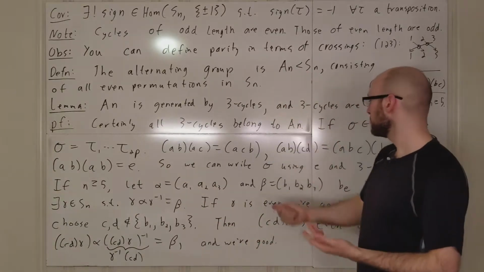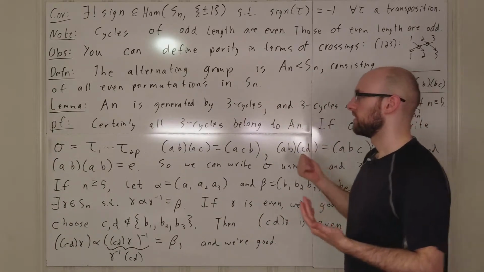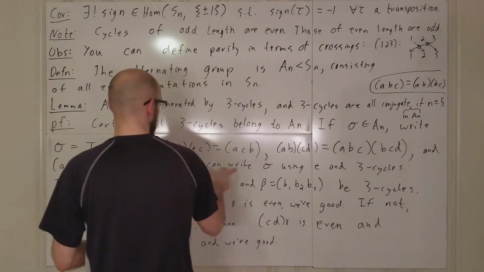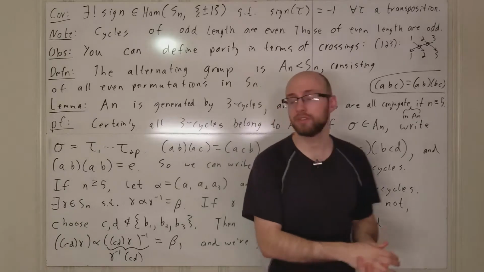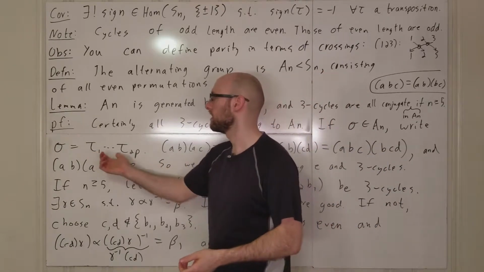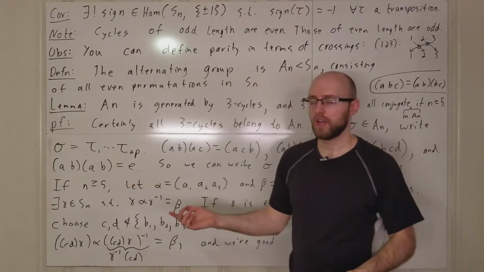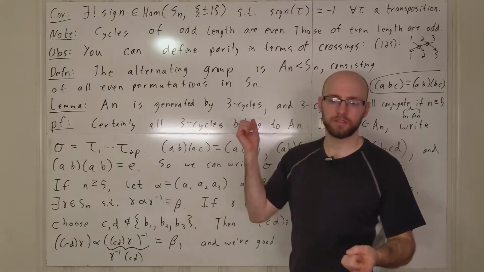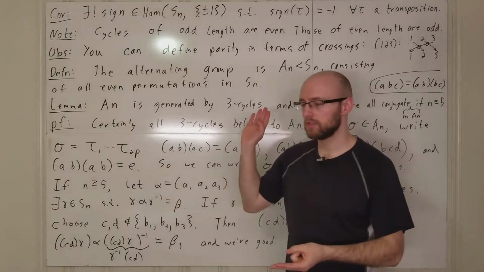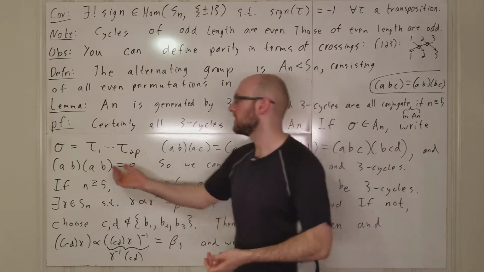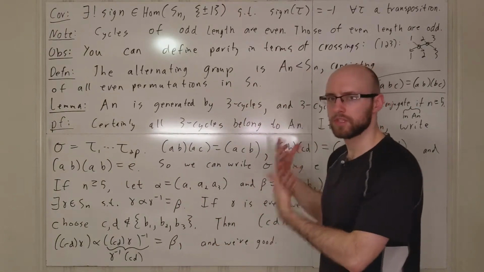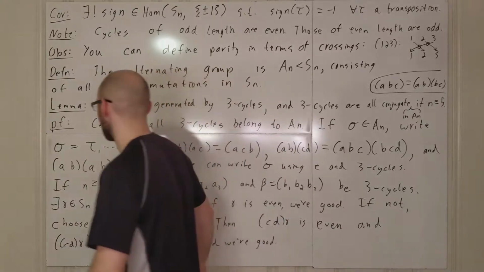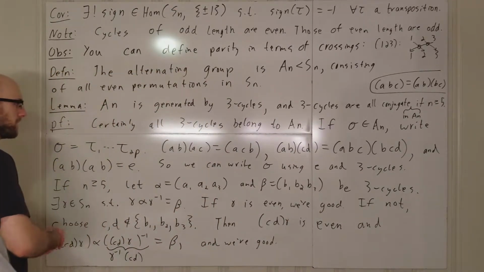And so you can write sigma using the trivial permutation and 3-cycles, because you take every single pair in here and you write it either just as e, or you use 3-cycles, and you can get through all of sigma that way, and there will be no transpositions left over because there's an even number of transpositions. So that does the first part.